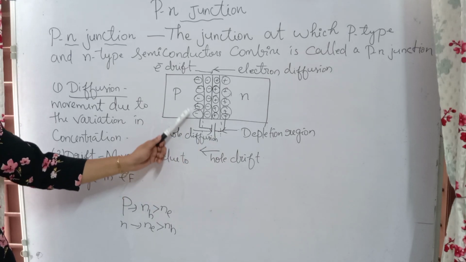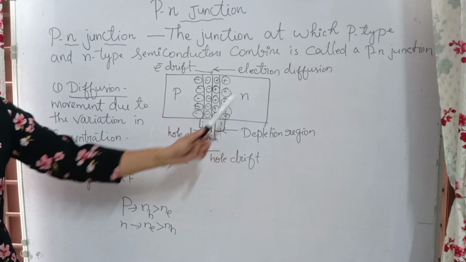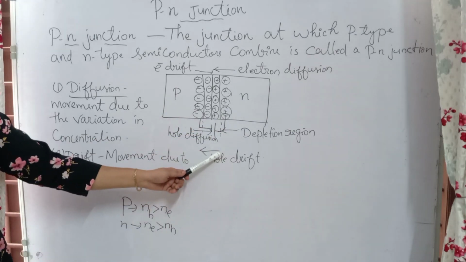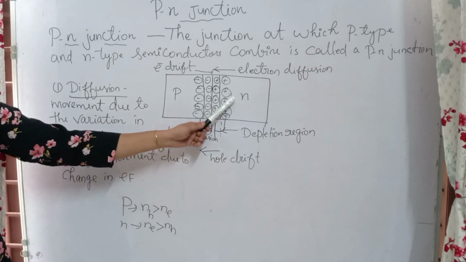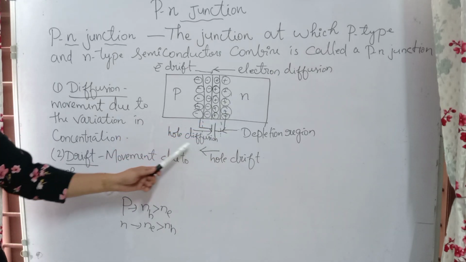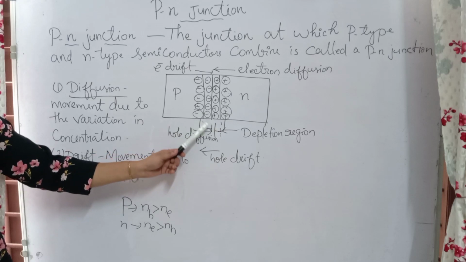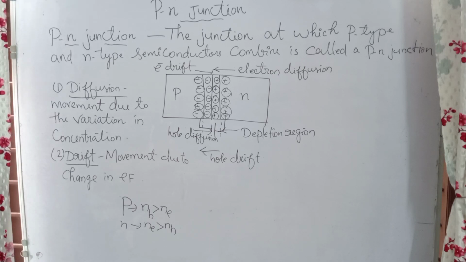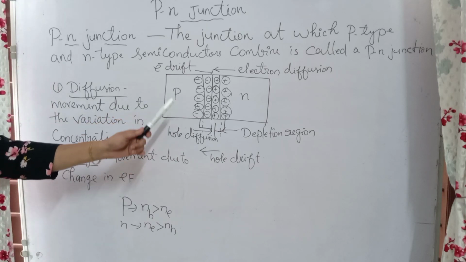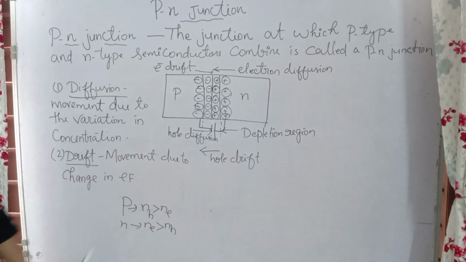Okay, hole diffusion means holes from the P region were moving to the N region, and hole drift will be in the opposite direction. Clear? Hole drifting means from this region the holes will be drifting. So only because of that electric field that drifting happens. And now what will happen? Yes, from the P region to the N region the electrons will be drifted, and from the N region to the P region the holes will be drifted. Those are the minority charge carriers here.